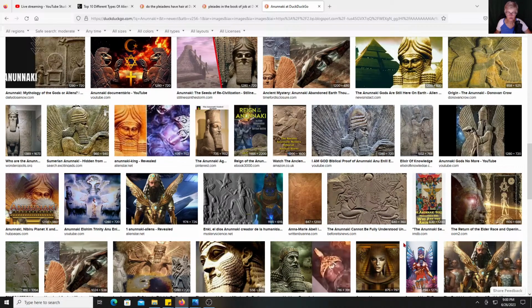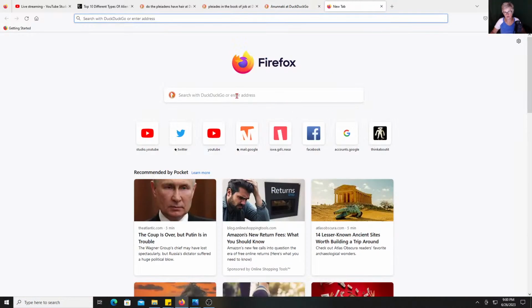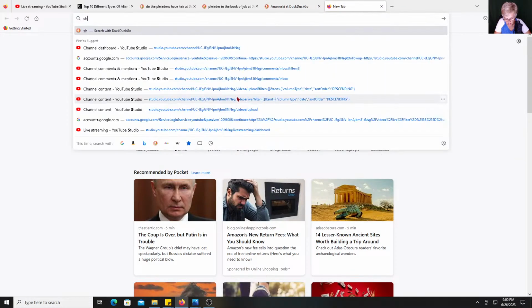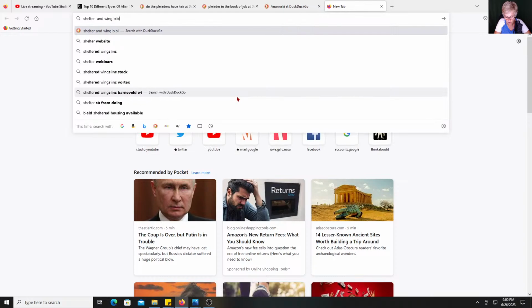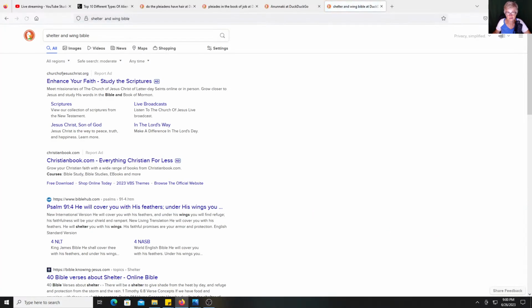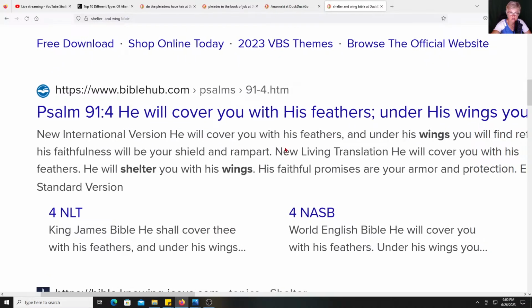You know how it says in the scripture something about your wing in the scripture? Shelter in the wing. Shelter and wing Bible. Let's see what it says really fast. Okay, let's look at this, you all. The feathers. Okay, are we over here?